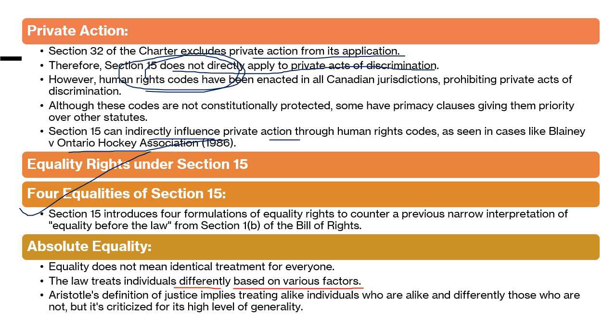So Aristotle's definition of justice implies treating alike those individuals who are alike. As I told you, treating the same as the same, and differently those who are not. It is criticized for its high level of generality, but still we follow this definition. As section 15 equality also means treating equal as equal.